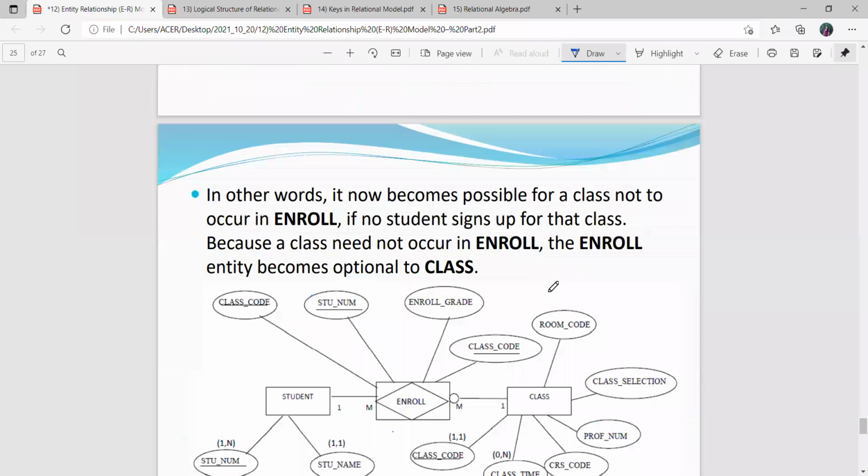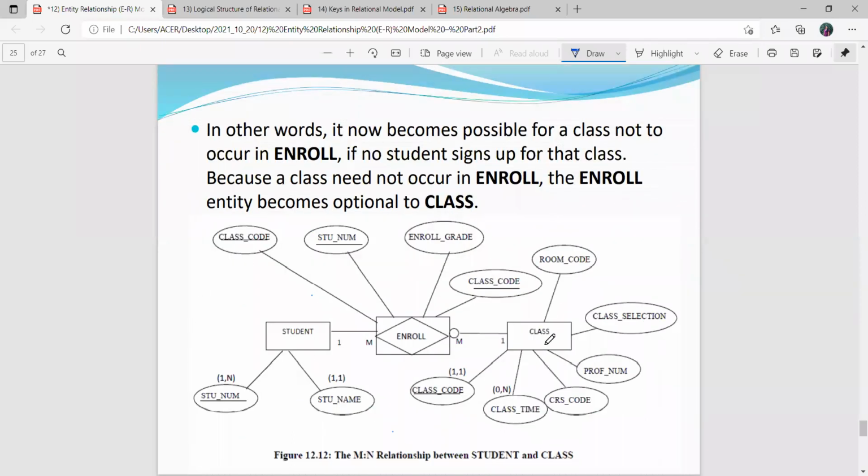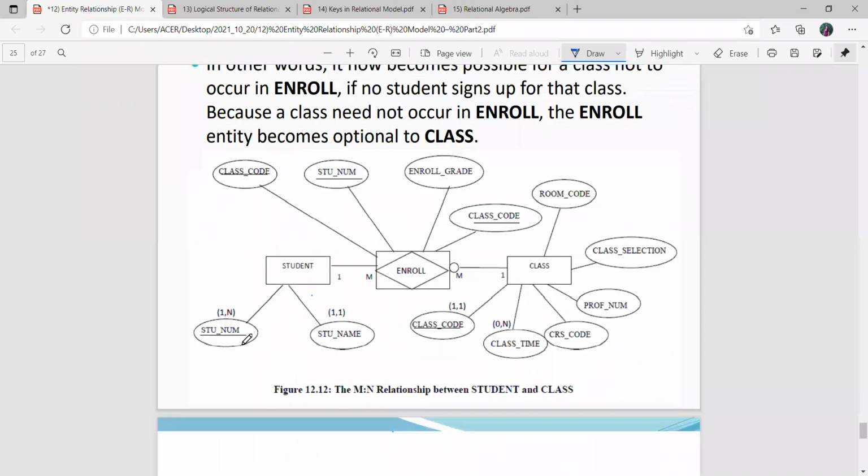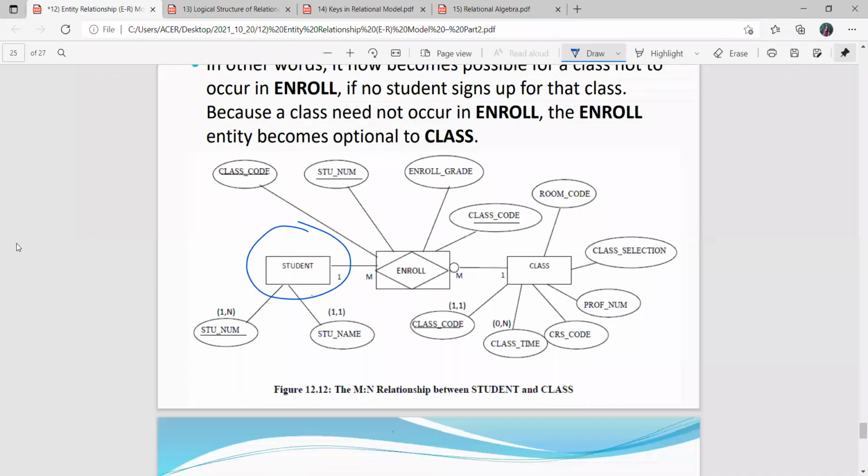Yes, ma'am. Okay, finally you can create an ER diagram like this: student, the enroll or enrollment, then the class. These are the attributes in this entity: student name and student number. This is the primary key. Then we consider class. Class code is the primary key. These are the other attributes. By using these two entities, it creates a composite entity like enroll or enrollment.